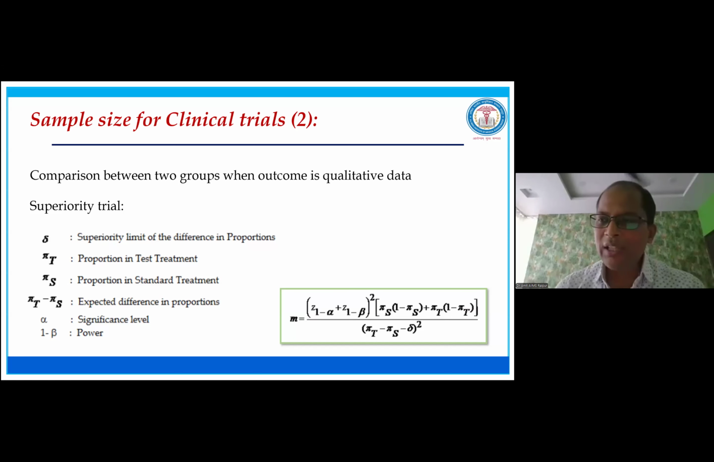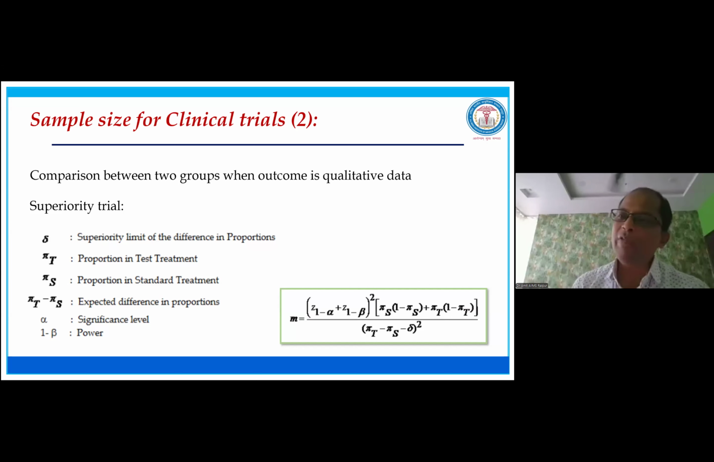So in all these calculations, in all these formulae, I told you data is required about P, standard deviation, then the superiority margin, or the mean.